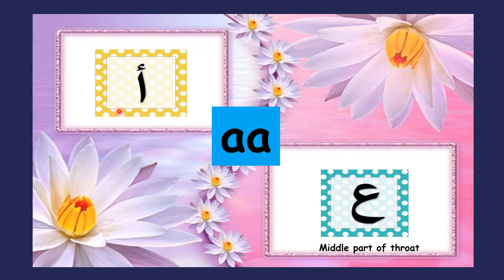You can see letter Alif and Ain. Their sound is a. But Alif is pronounced with empty mouth. Alif. And Ain is pronounced from the middle of the throat. Ain. Alif. Ain.